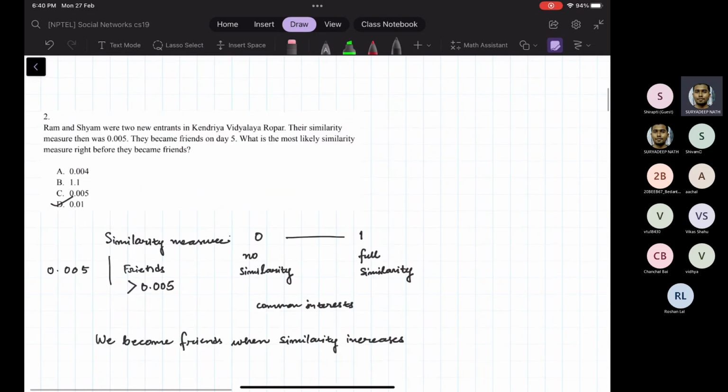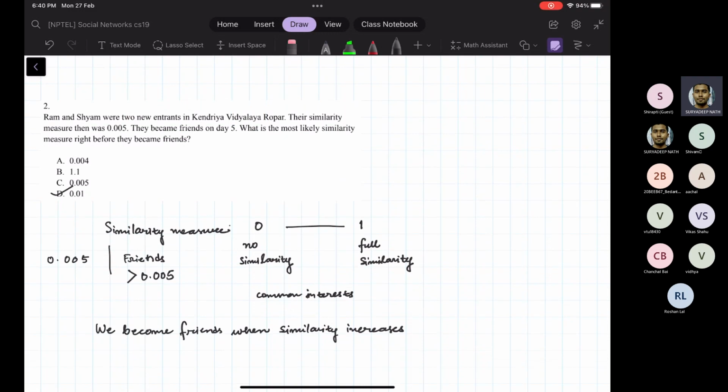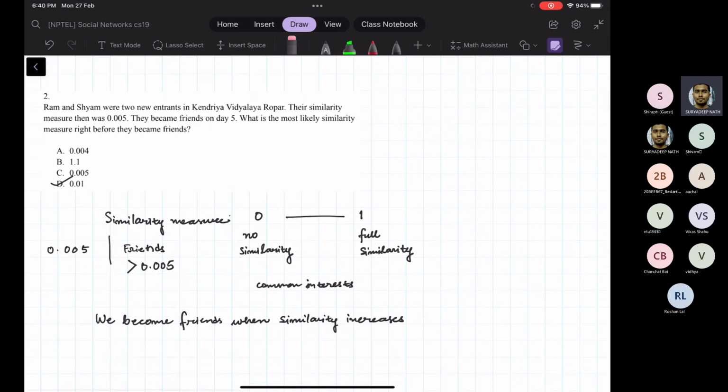Question 2 says that Ram and Sham are two new entrants in KV Ropar. Their similarity measure was 0.005. They became friends on day 5. What is the most likely similarity measure right before they become friends? Before discussing the solution, what is a similarity measure? It is a number between 0 and 1 to identify how similar two people are, how much common interest they have in each other. 0 means there is no similarity, and 1 means full similarity, they have everything in common.